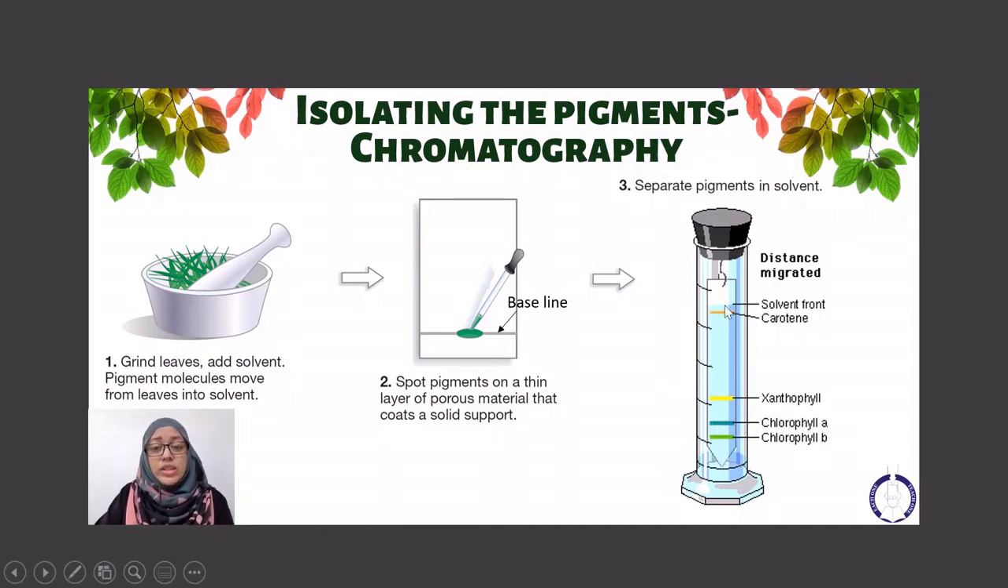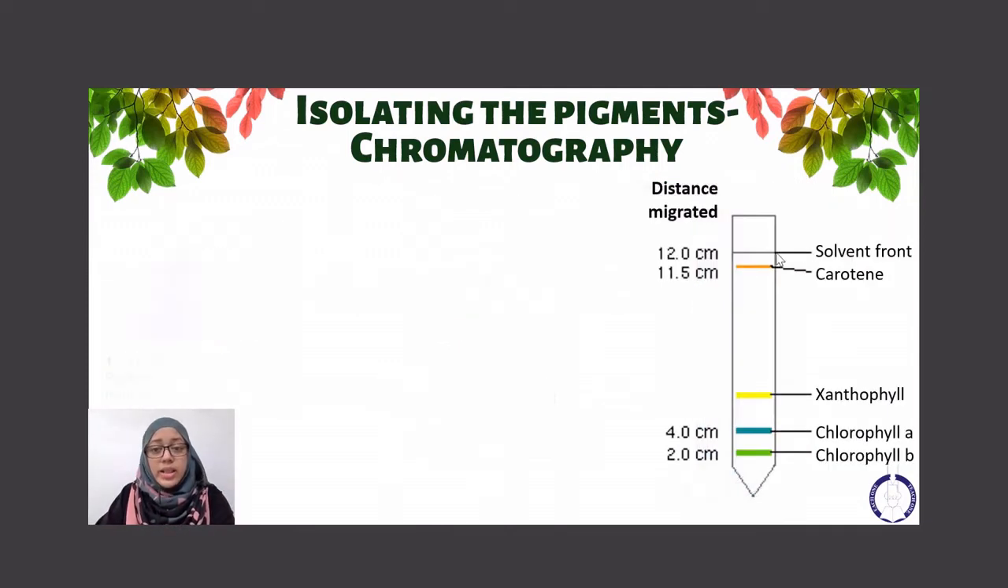So before this solvent reaches the edge of the paper, you're going to take it out and mark where the solvent was at the last point. So that's the solvent front, and you're also going to identify the position where those different lines were found, and mark those distances from the baseline. So the solvent front is marked and the positions of those pigments are marked as well.